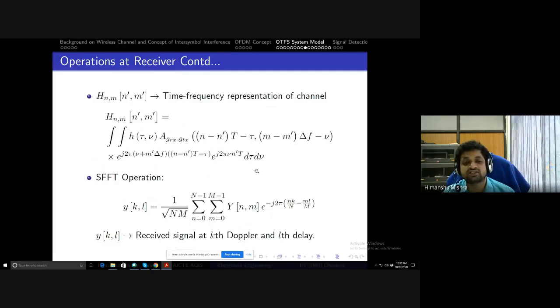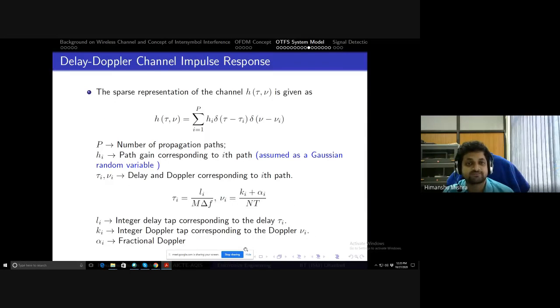So till now you came to know the generalized expressions. Now by applying all these concepts, I will get the exact relation. Before going to that, as I told you once again, any representation of the delay Doppler domain can be done like this: a sparse representation of the delay Doppler domain. That means if there are P paths, each of these paths is associated with a complex gain h_i, a Gaussian random variable, specifically a circularly symmetric complex Gaussian random variable. The i-th path is associated with a delay of tau_i and Doppler of nu_i. So this is the complete representation of a delay Doppler channel.